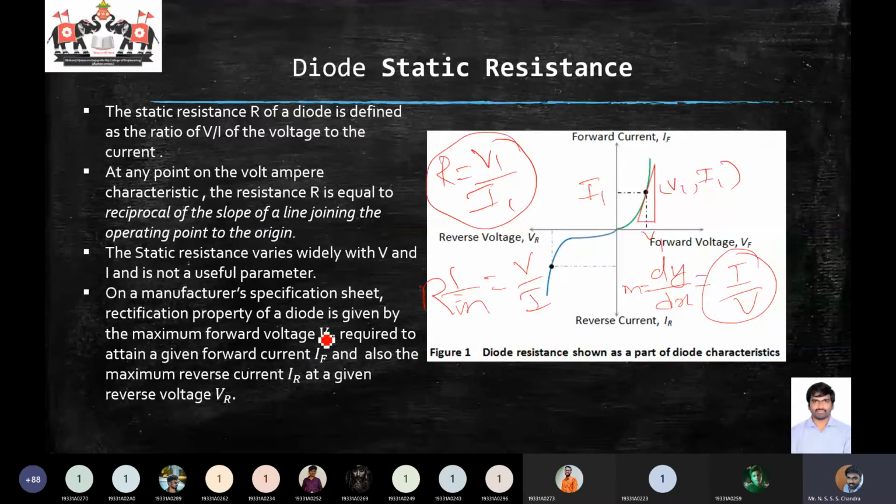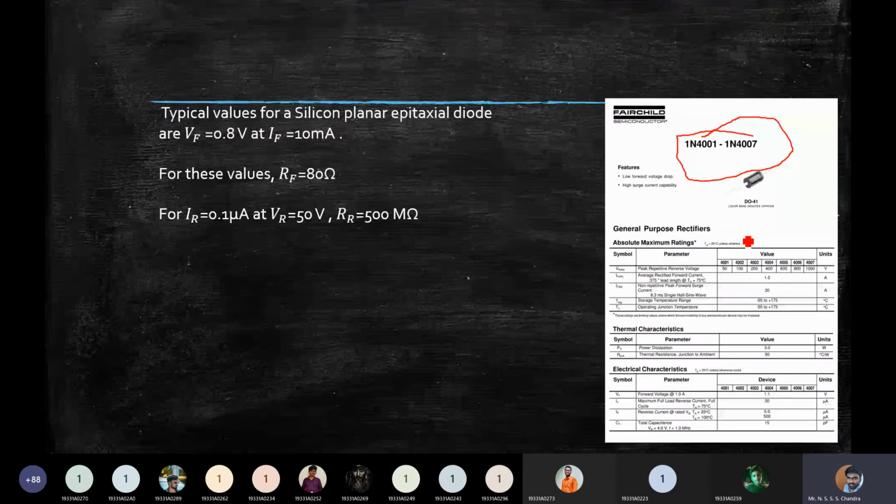If you want to find out the static resistance in forward bias, you need to note down the VF and IF values. If you want to find the static resistance in reverse bias, you need to find the maximum reverse current IR at a given reverse voltage VR. You will get those details from this data sheet.